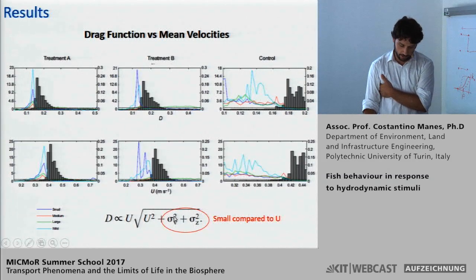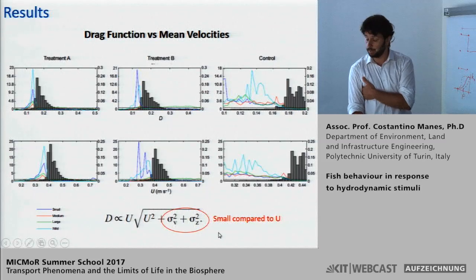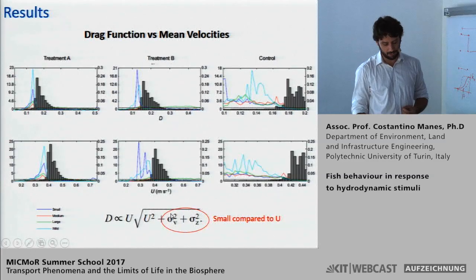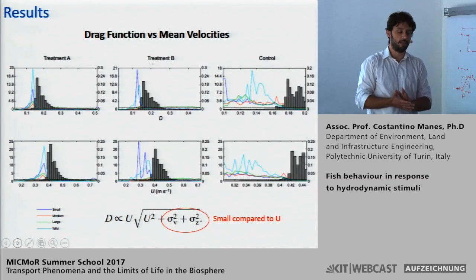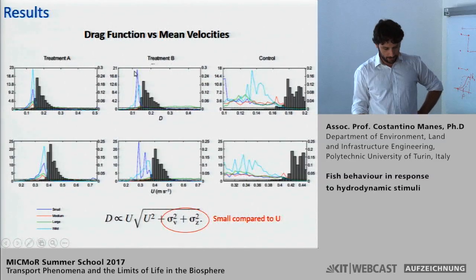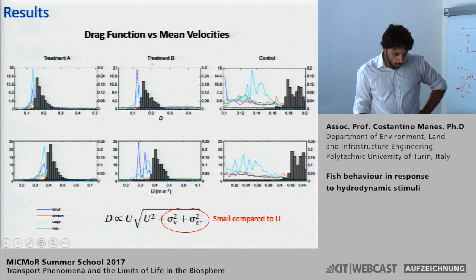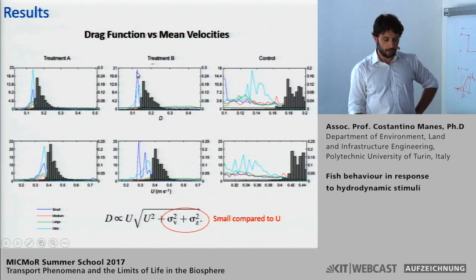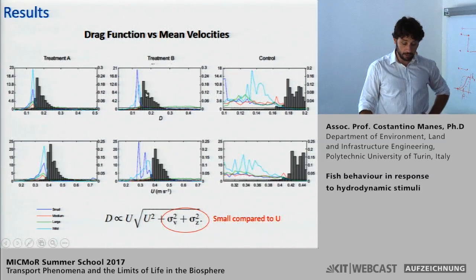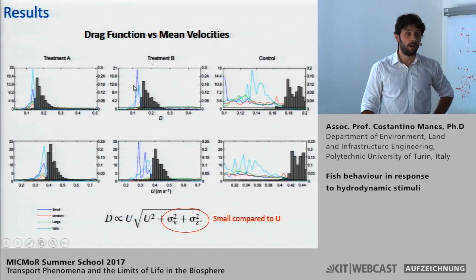essentially the sigma, the variance of the lateral and vertical velocity within the test section, were anyway smaller than u squared. So the difference between the drag function and u squared or u is minimal. Yet there are some drawbacks associated with u that are overcome by the drag function, which seems to give cleaner results. Another question that arises is why fish would choose this particular value of 0.12 for drag.